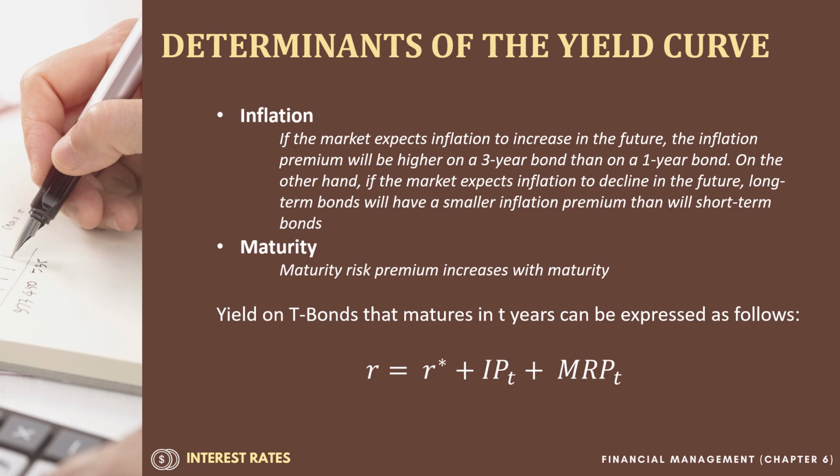And then the yield of a treasury bond which matures in T years can be expressed as follows. R, the nominal rate, is equal to the real risk-free rate plus the inflation premium plus the maturity risk premium.